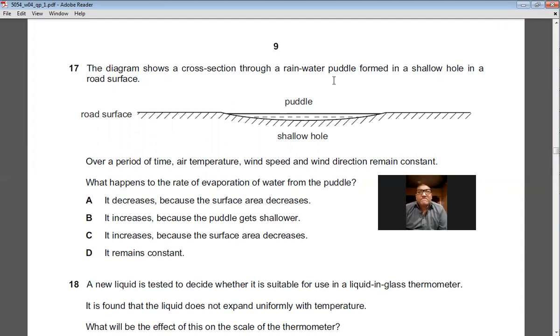You see, all the other factors are constant. So the one factor which is changing is the surface area of the liquid. As the level of the water in the puddle goes down, the surface area of the water will become smaller and smaller. So the rate of evaporation should decrease. It decreases because the surface area decreases. Yes, this is the choice.